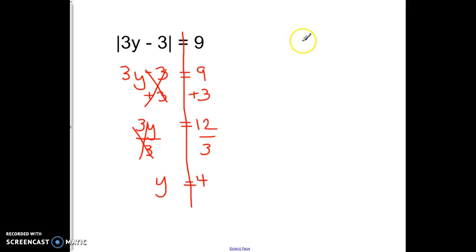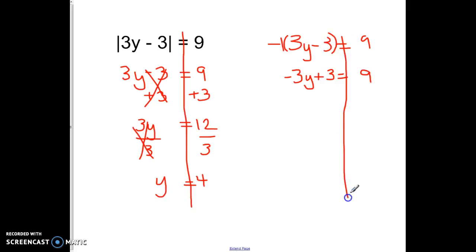And I need to do that again by taking 3y minus 3 equals 9. I'm going to remember that I need to take it times the negative, or you can take it times negative 1. So that becomes a negative 3y. A negative times a negative is a positive, so this is going to say plus 3 equals 9. Then I split my equal sign.